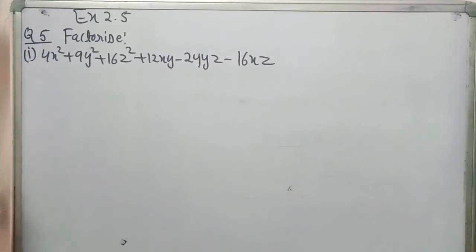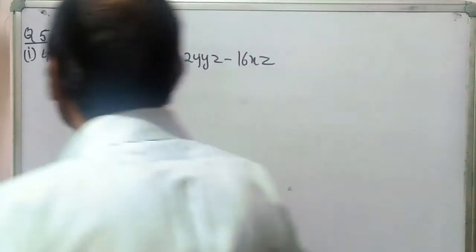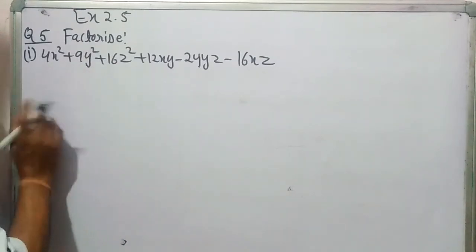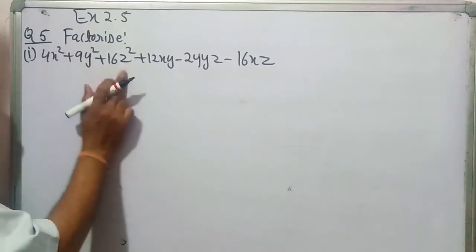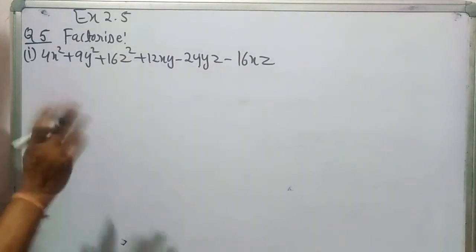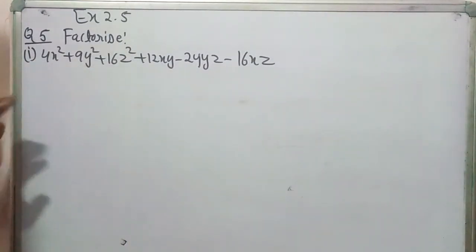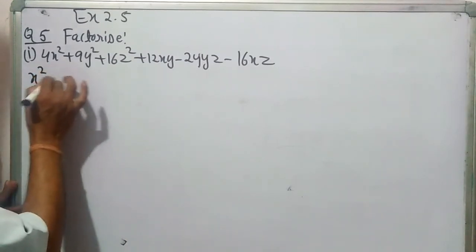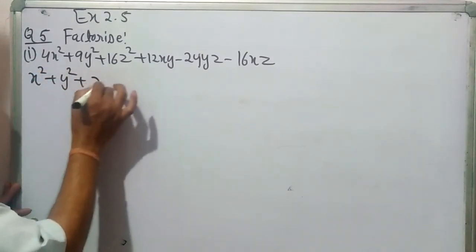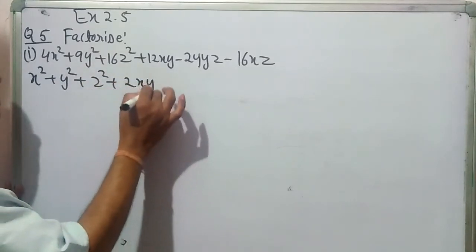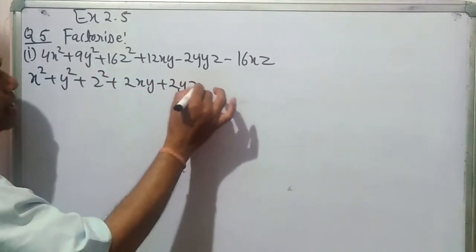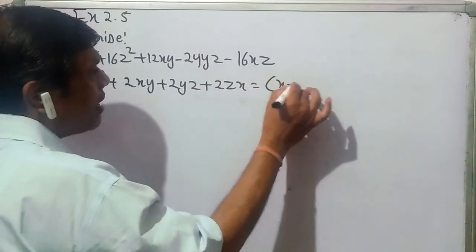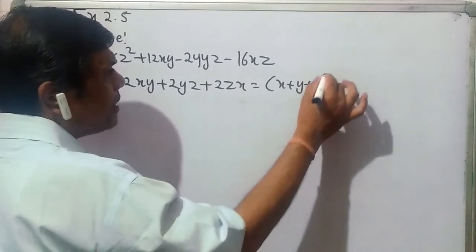Dear students, question number 5 of this exercise is to factorize. In both these parts, we are seeing we have got 6 terms: 1, 2, 3, 4, 5, 6. Out of these, 3 are complete square terms. That means we have to use the same identity, x square plus y square plus z square plus twice xy plus twice yz plus twice zx as x plus y plus z whole square.